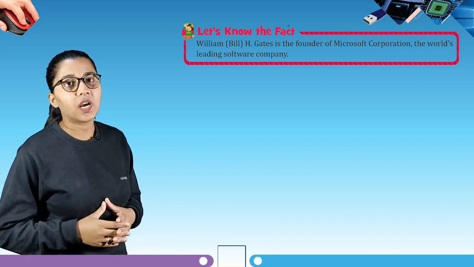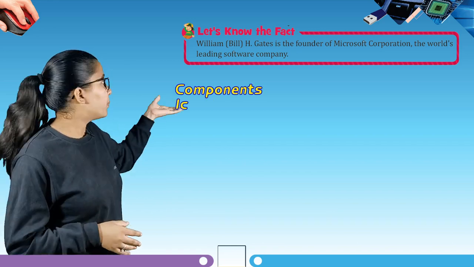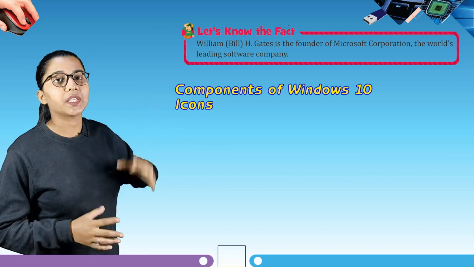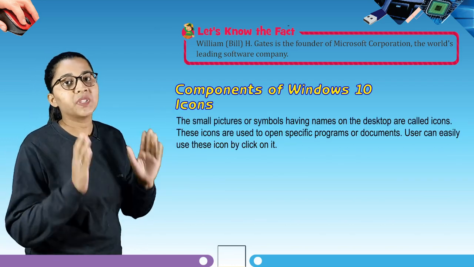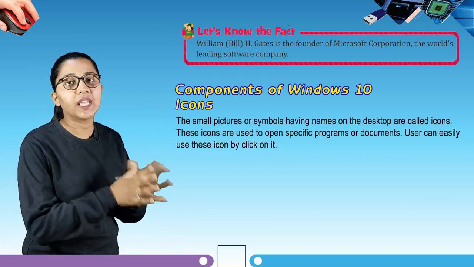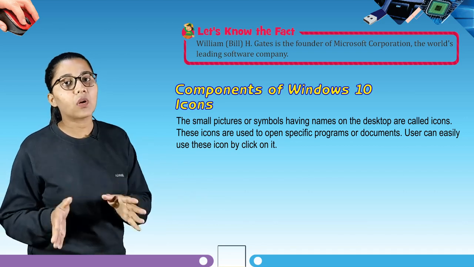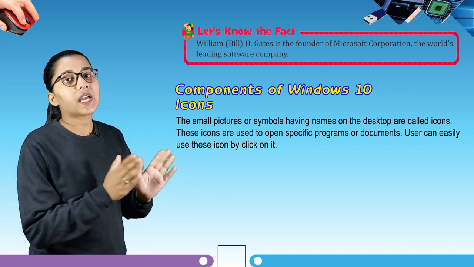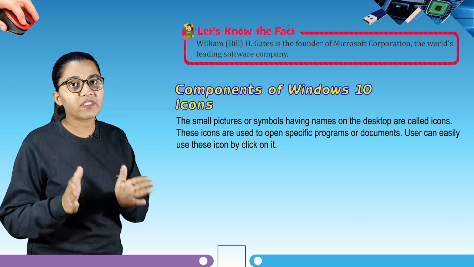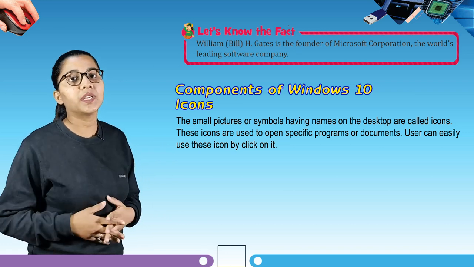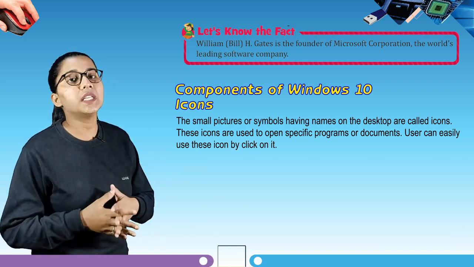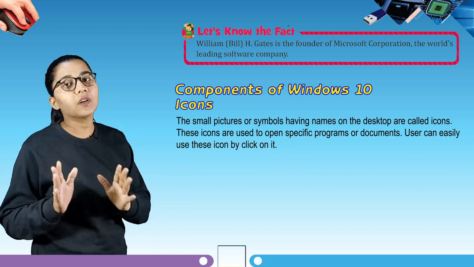Now students, our next topic is components of Windows 10 icons. The small pictures or symbols having names on the desktop are called icons. These icons are used to open a specific program or document. Users can easily use an icon by clicking on it.